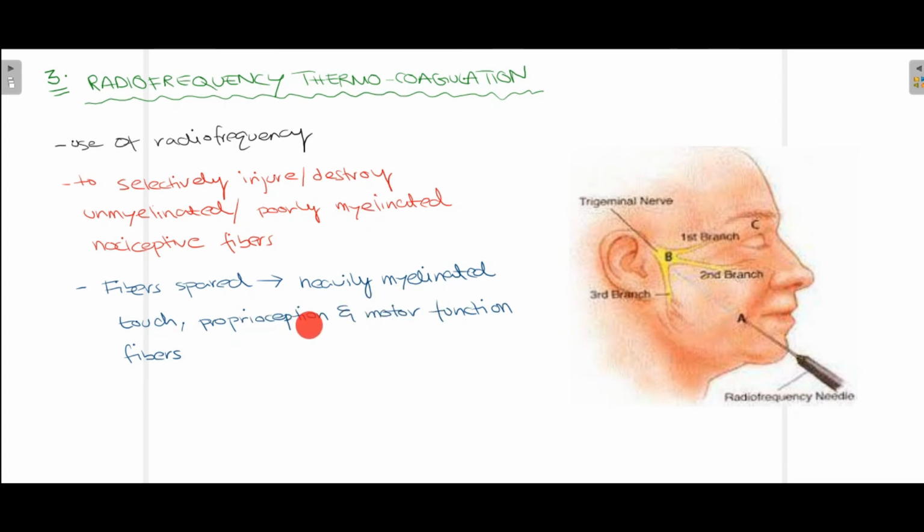These proprioception, touch, and motor function fibers are spared. They are not damaged. Only the nociceptive fibers are damaged. As you can see, this is the radiofrequency needle, and this needle targets the trigeminal nerve's root area. All of these areas are targeted, and the unmyelinated, poorly myelinated nociceptive fibers are damaged. So this helps to relieve the pain of the patient.